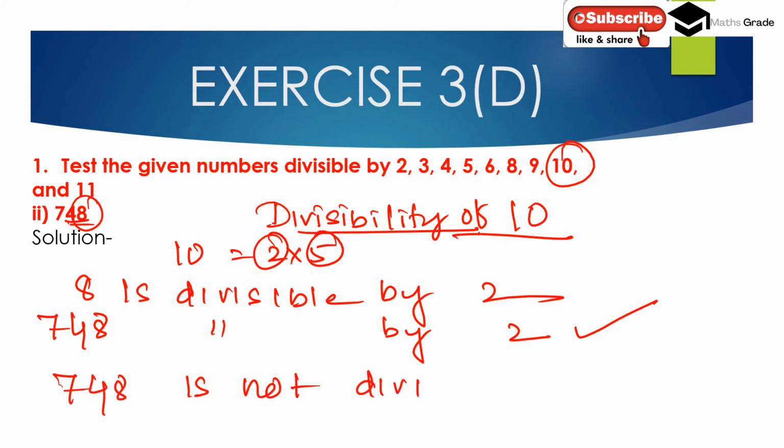divisible by 5, because the unit place digit is not 0 or 5. Here the unit place digit is 8. 8 is not divisible by 5. So 748 is not divisible by 5.